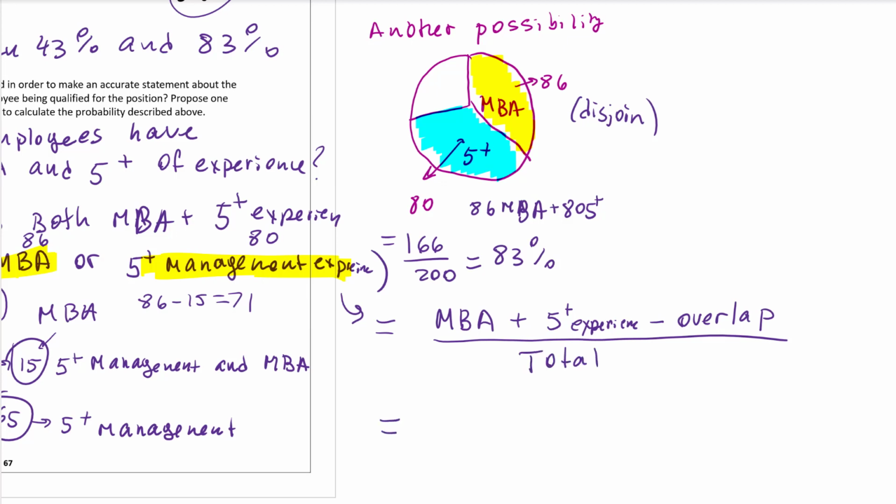Look, numerically it's not too bad. You take 86, you add 80, and you subtract 15, which is that overlap. And what do we get? Let's use a calculator. This is going to be 151 people out of the total of 200. So 151 out of 200 in this company can qualify and apply for that promotion. So it's 75.5%.